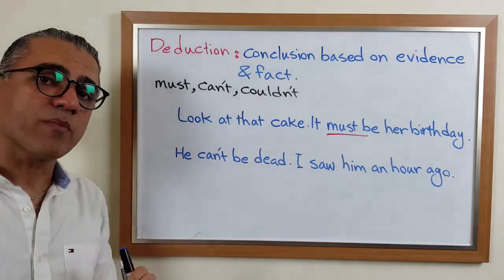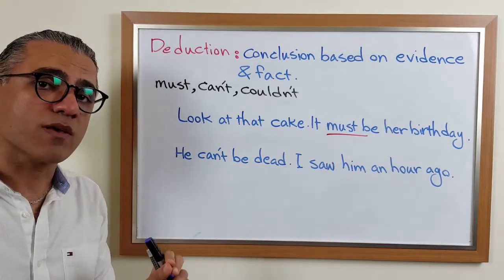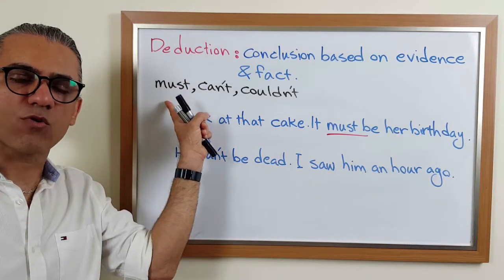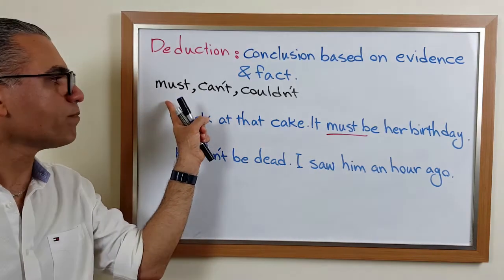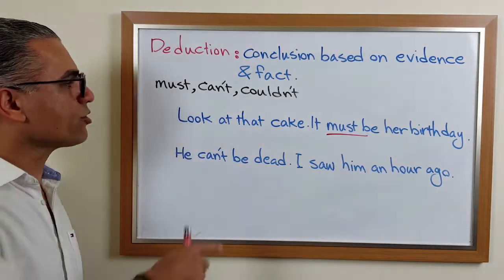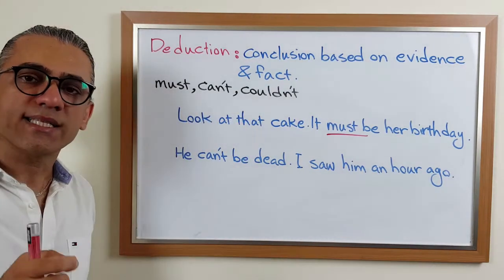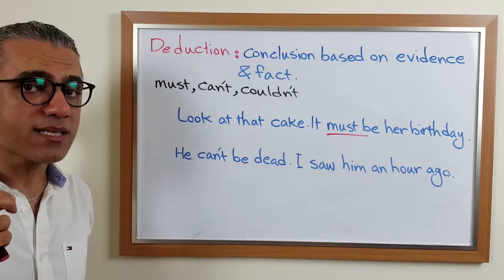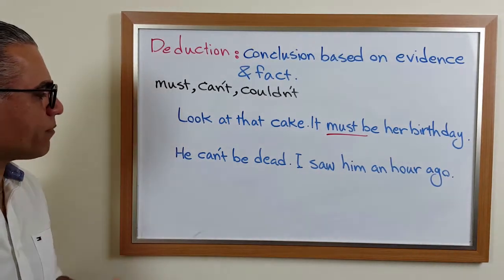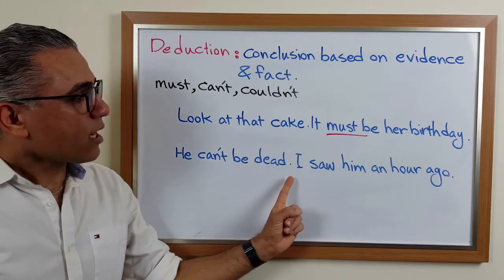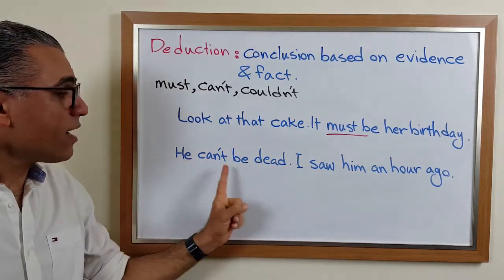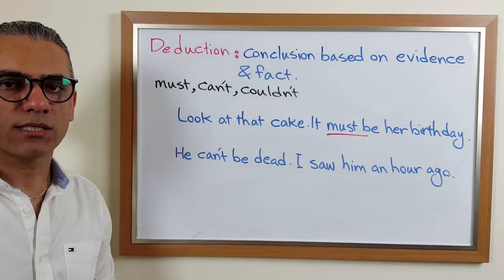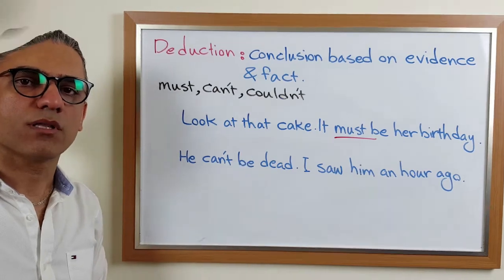In negative deduction, remember, we cannot use must not or mustn't. For deduction, we only use the positive form of must because we only use it for positive deduction. If we want to make a negative deduction, we use can't or couldn't. And in this case, only in this case, can't and couldn't mean almost completely the same. For example, you're saying that I saw him an hour ago. He can't be dead. Here, you could replace can't with couldn't, and it still will have the same meaning.